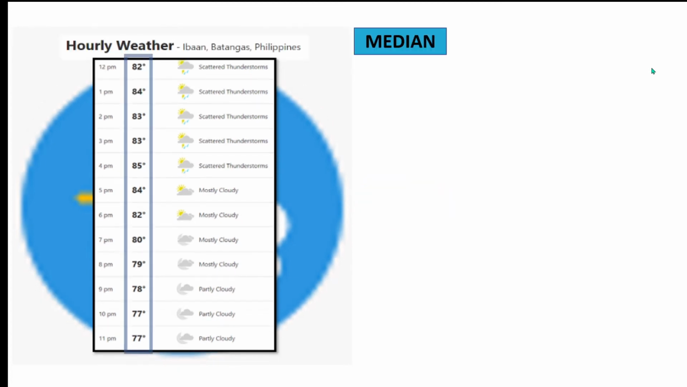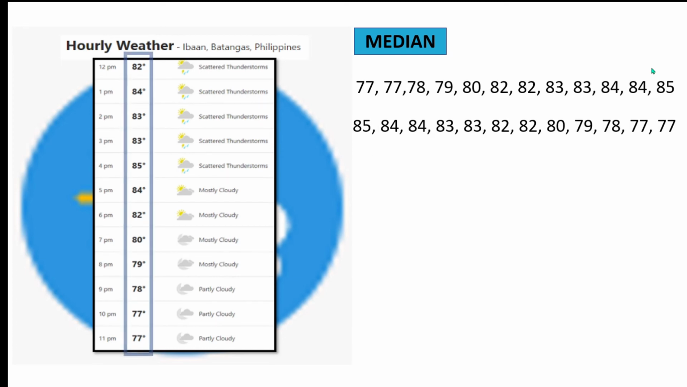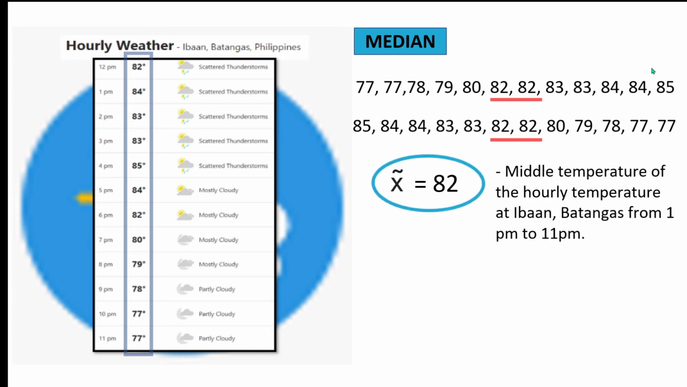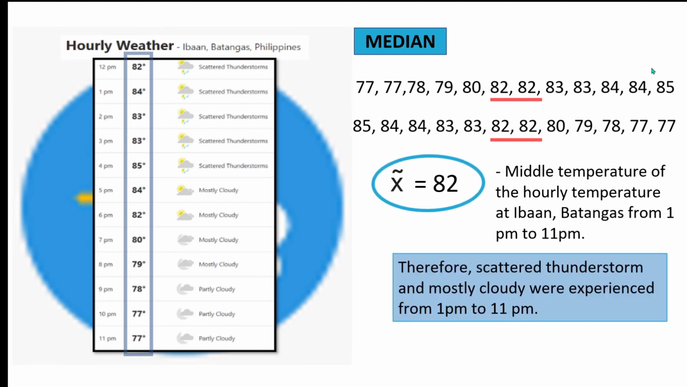We need to arrange first the data in ascending or descending order. Since there are 12 data in a set, locate the two middle data. The two middle data are 82 and 82. If we add them and divide by 2, the result is still 82. So 82 is the middle temperature at Ibaan, Batangas from 1 p.m. to 11 p.m. Therefore, scattered thunderstorm and mostly cloudy were experienced from 1 p.m. to 11 p.m.